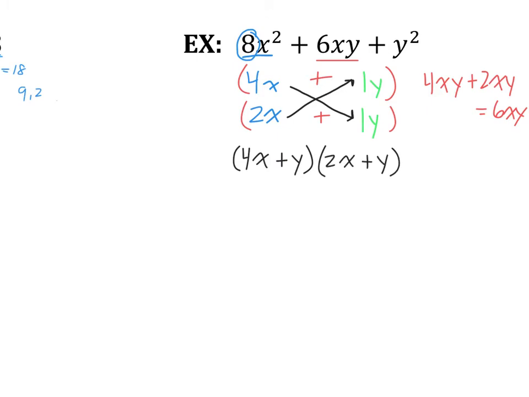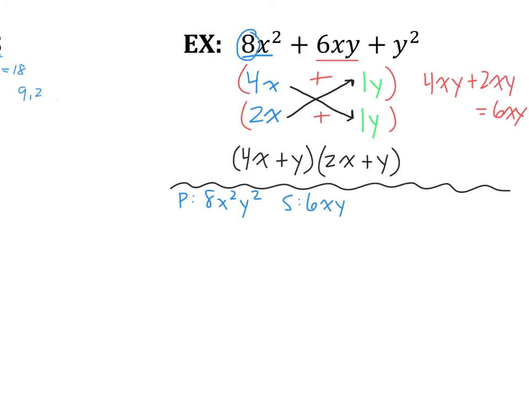All right? Now again, if you're more methodical and you want that product sum split the middle, you'd be looking for two numbers whose product is going to be that 8 times 1, or we can think 8x squared times y squared, and the sum has to be that middle term, 6xy. And so what two numbers? Well, that's going to be 2xy and 4xy. Those guys add up.